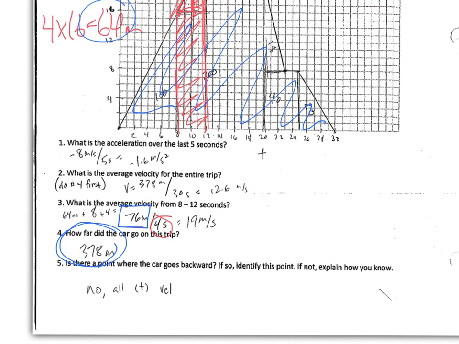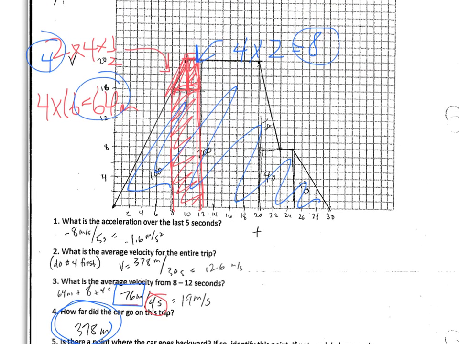And then lastly, 5 asks you if there's a point where the car goes backward. It does not. If this was a position time graph, you'd be looking at forward, rest, and then backward. But as a velocity representation, this is all forward motion. It's all velocity in the positive direction.